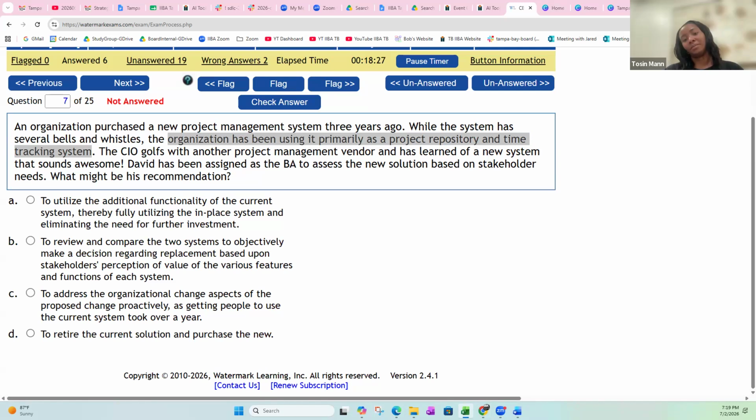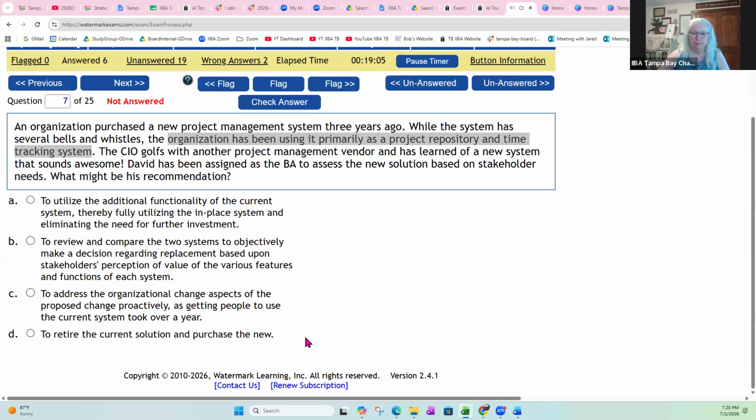Let's go through the answers. What might be his recommendation? To utilize the additional functionality of the current system, thereby fully utilizing the in-place system and eliminating the need for further investment. To review and compare the 2 systems to objectively make decisions regarding replacement based upon stakeholders' perception of value of the various features and functions of each system. To address the organizational change aspects of the proposed change proactively, as getting people to use the current system took over a year. To retire the current system solution and purchase a new one.